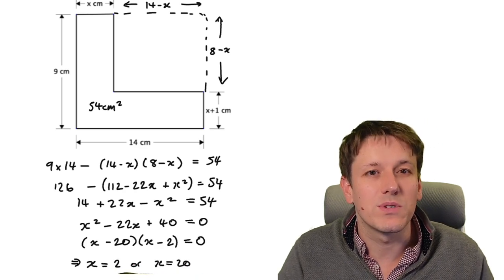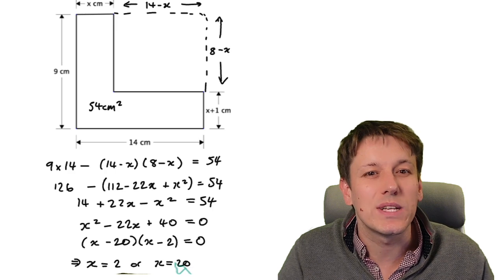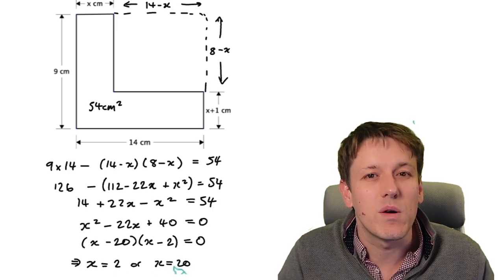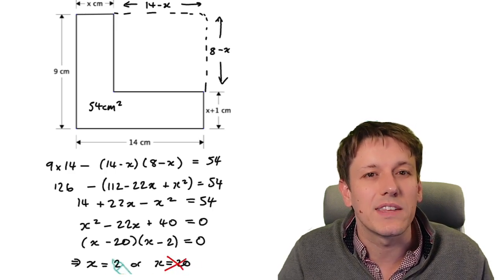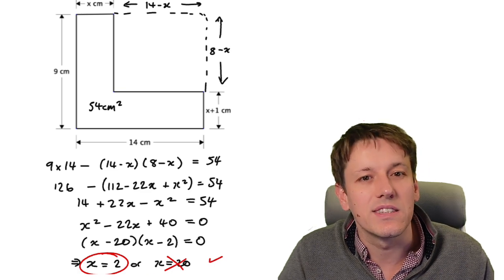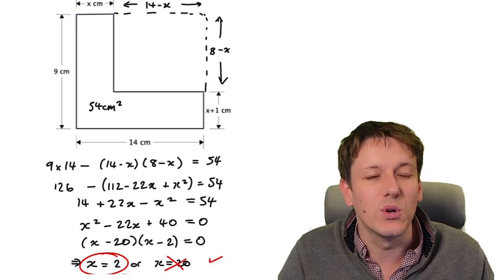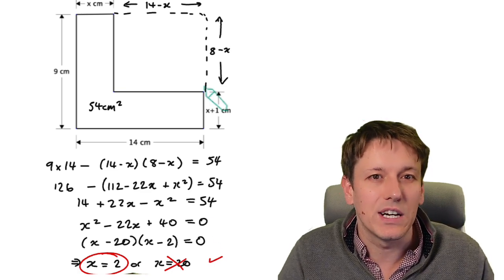But our final step in these ones is to go back and check the context. We can see here 20 wouldn't make sense. You know, x plus 1 would be 21 and x would be 20. They would be bigger than the other sides and it just wouldn't make sense in this diagram. So it must be that x equals 2, which does make sense, and that would be our final answer here.